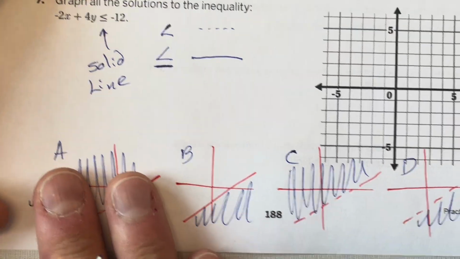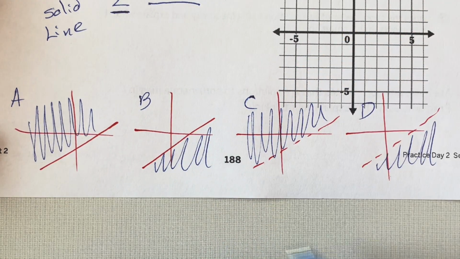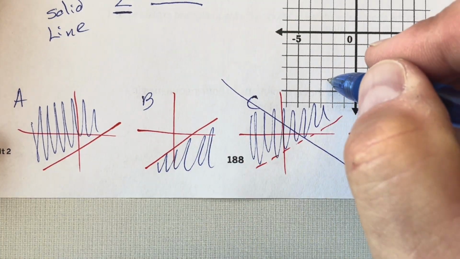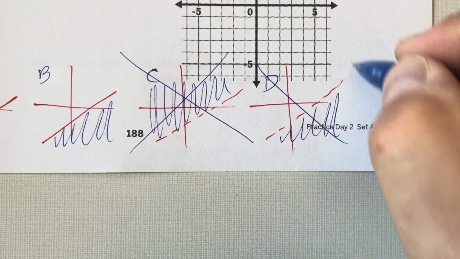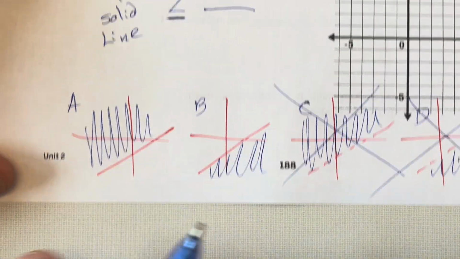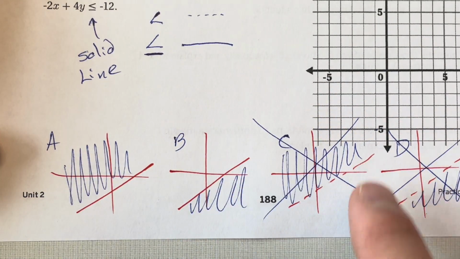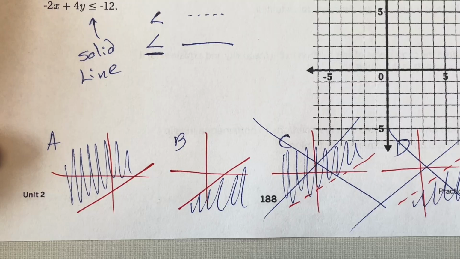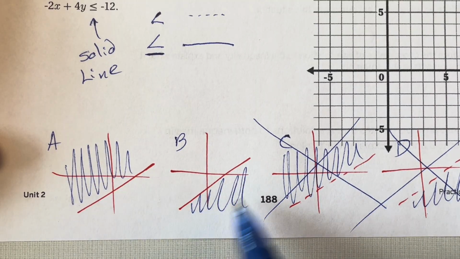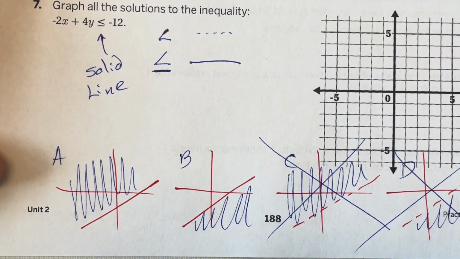Now, what that means is that we can rule out C with the dashed line, and D with the dashed line. It's going to be one of these. On your test, I actually want you to eliminate some just like that. Now, how do we know whether this one or this one has the correct shading? Well, that's the next step: doing a test point.